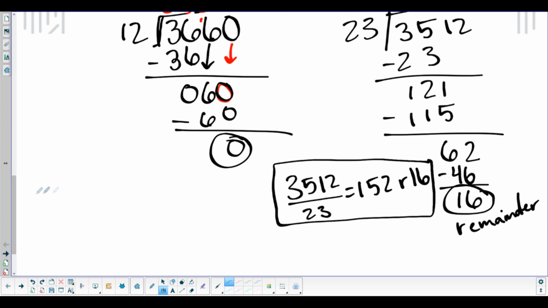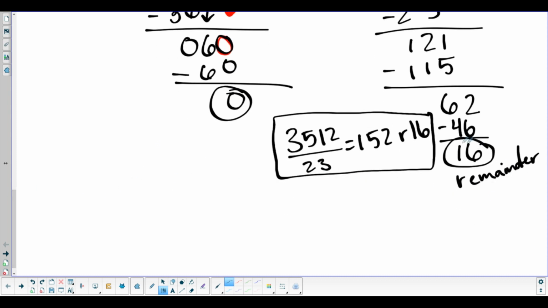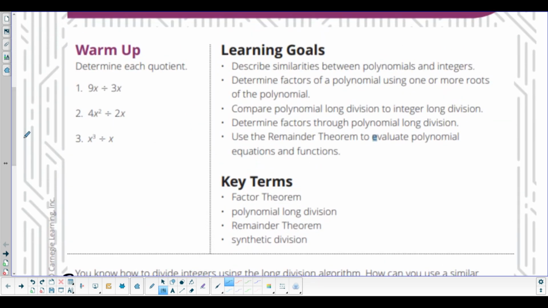Now what that means, the remainder theorem, which we will talk about tomorrow, is it's really 16 23rds, right? It's 16 parts out of the 23 that you were looking at. So it's really 152 plus this number, okay? Whew, anyway, there's some long division for you.